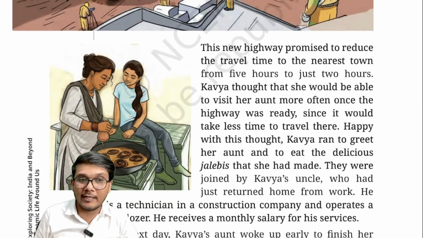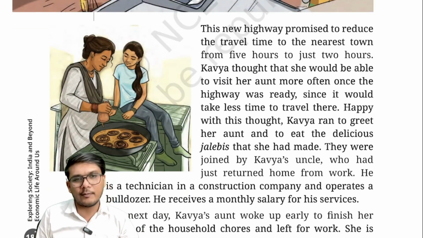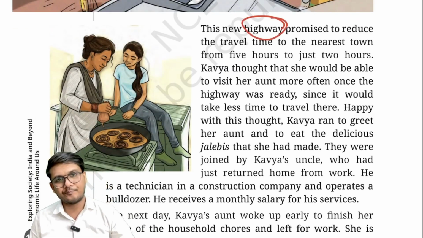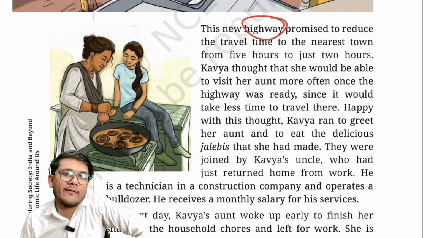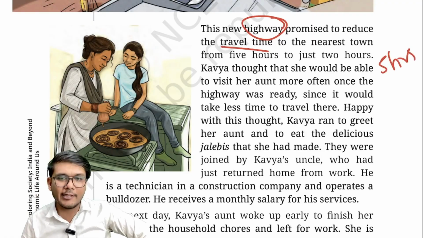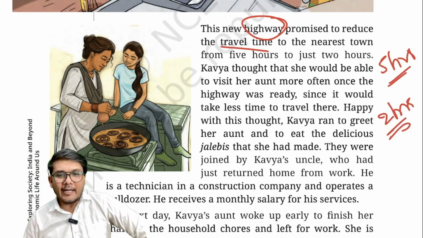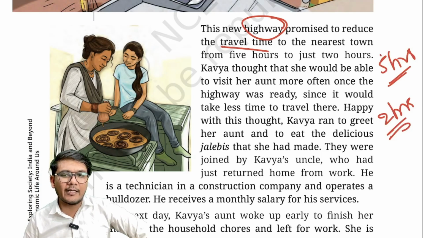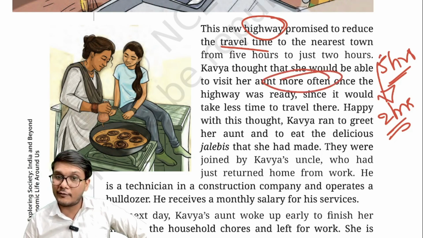Now why was that being done? That was being done to provide the highway, right? This new highway which will be provided, what will it do? It will reduce the travel time from 5 hours to 2 hours. So Kavya realizes that if the number of hours taken is going to be reduced, she can visit her aunt more often. So she is quite happy about that, right?